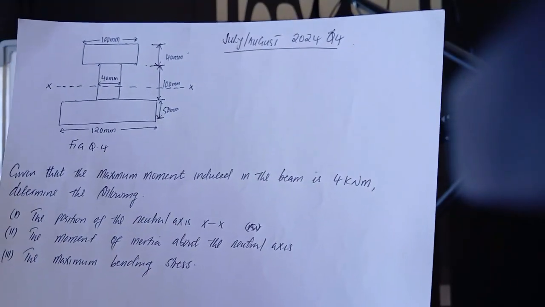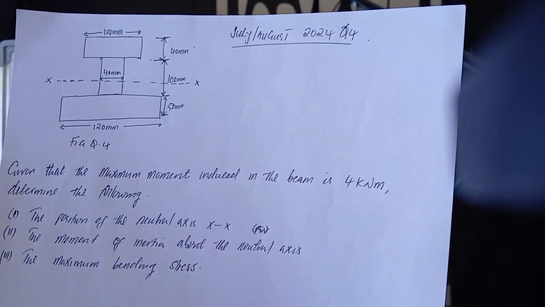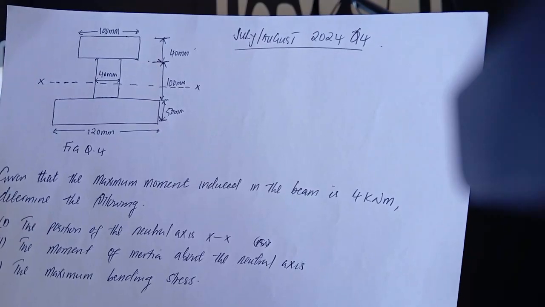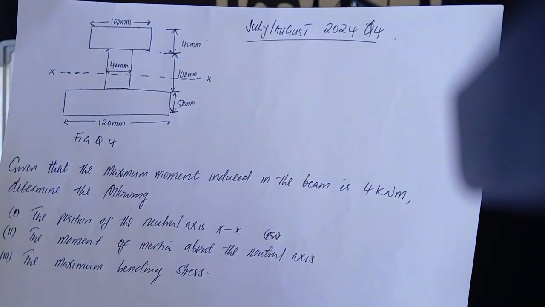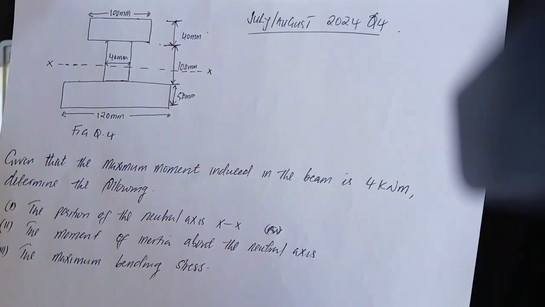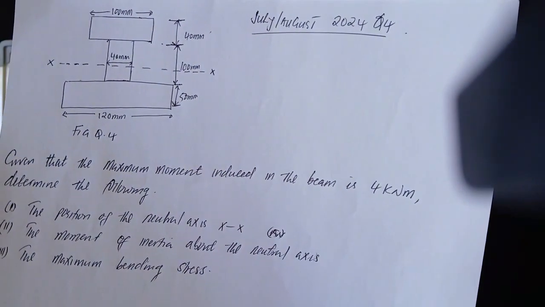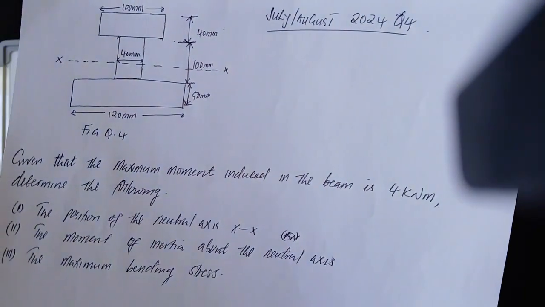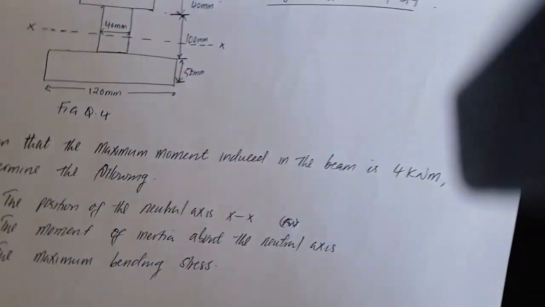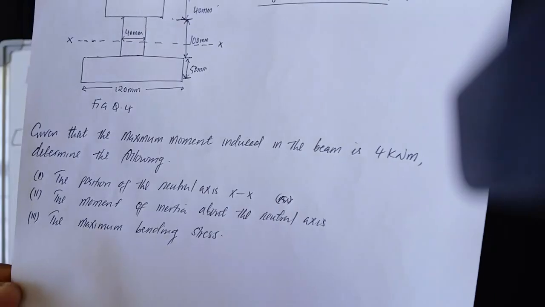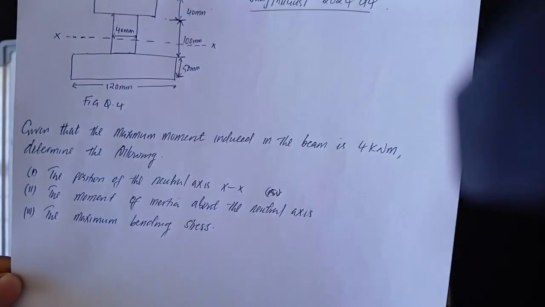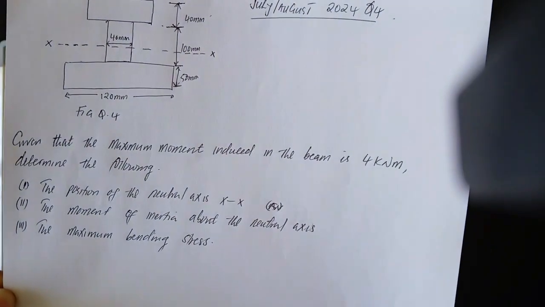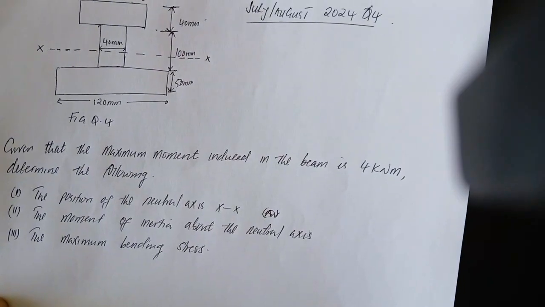In this tutorial, we are going to solve this question, August 2024, TEVETA exams, question 4. The question goes: given that the maximum moment induced in the beam is 4 kilonewton meter, determine the following. Number 1, the position of the neutral axis. Number 2, the moment of inertia about the neutral axis. Number 3, the maximum bending stress.